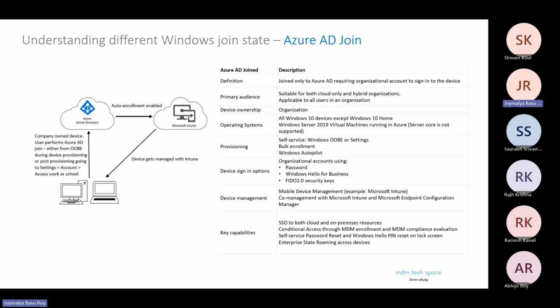Home edition operating systems are not supported. Pro, Education, and Enterprise are supported, but Home is not, for both Windows 11 and Windows 10. Provisioning can be done via three methods: out of the box, settings, bulk enrollment, as well as Windows Autopilot.